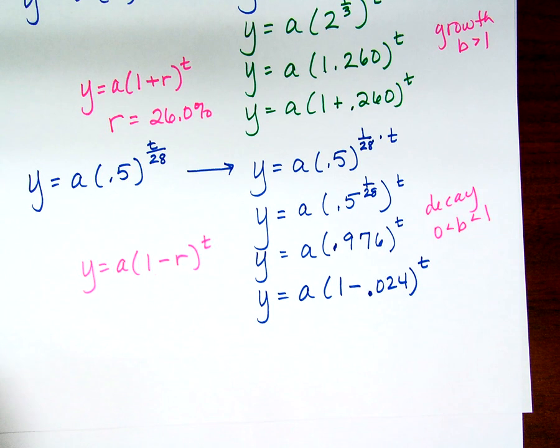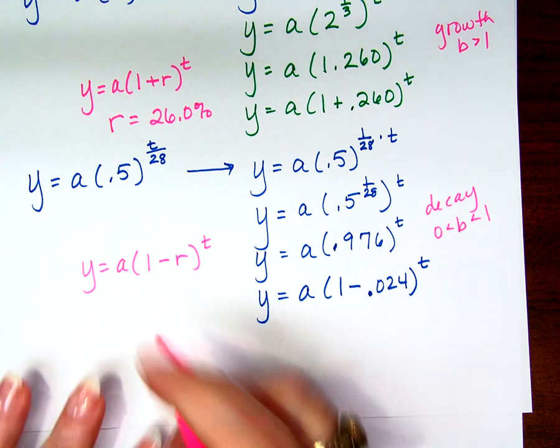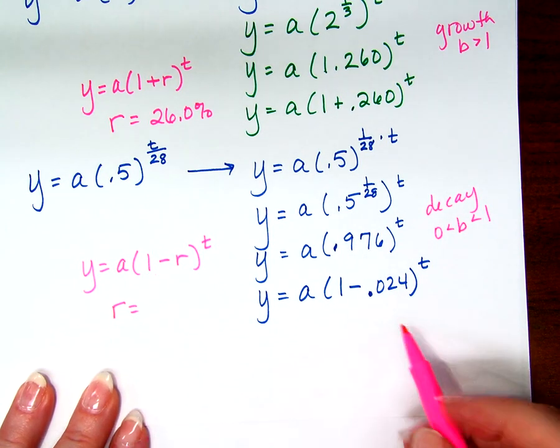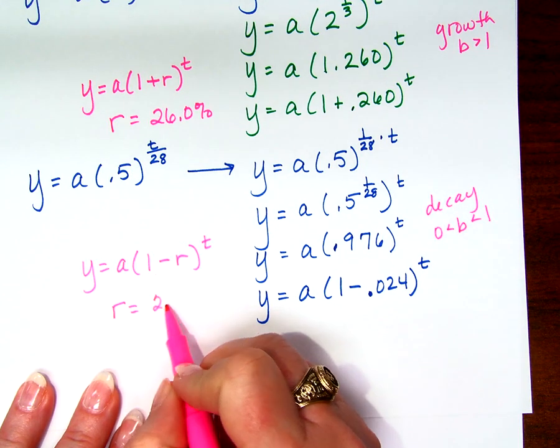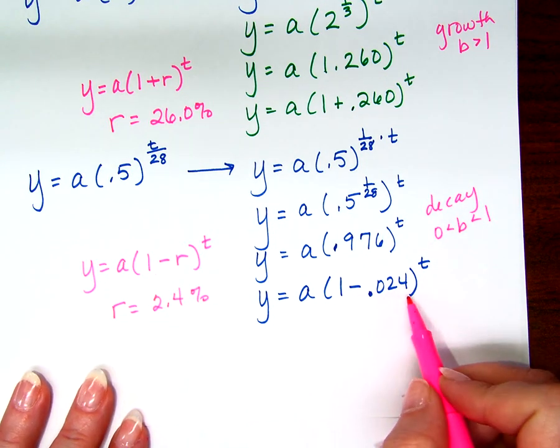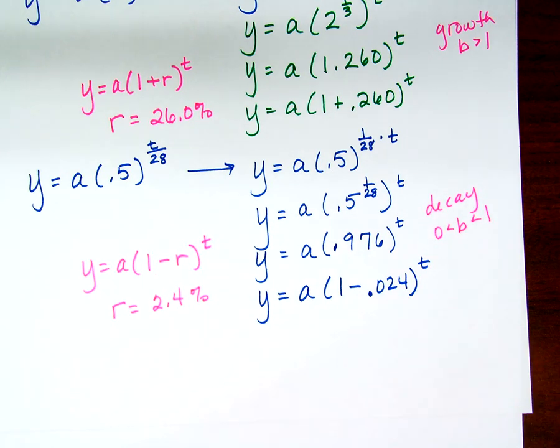Now, at what percent is it decreasing? 2.4%, because I took this number right here and multiplied it by 100. Very good. Any questions?